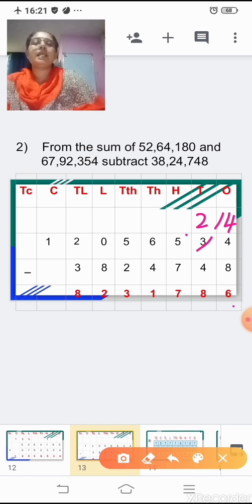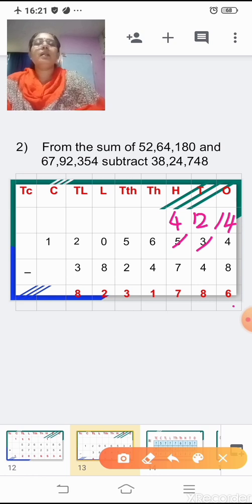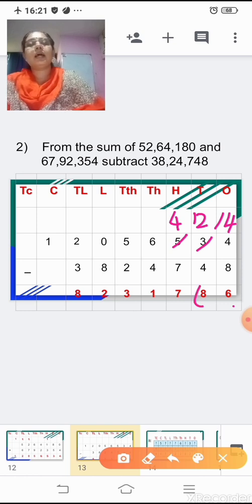Now in the tens place, 4 cannot be subtracted from 2. So from the hundreds place, you will borrow the number and in the hundreds place, the number will be 4 and in the tens place, the number will become 12. Now 12 minus 4, that is 8. When you count the number after 4 till the number 12, you will get the number as 8. In the hundreds place, 4 minus 7, again you cannot subtract, so you will borrow from the thousands place. So this will become 5 and this will become 14. Now 14 minus 7 is 7.